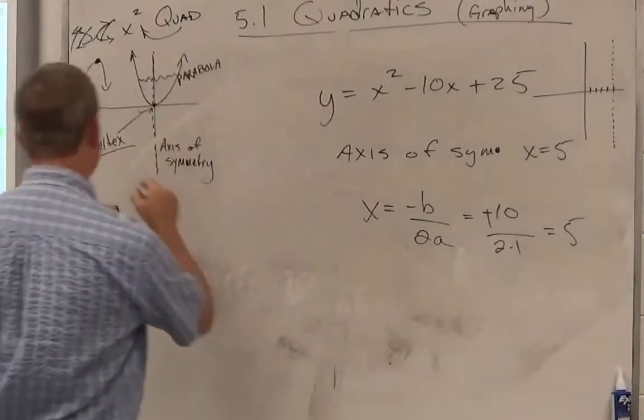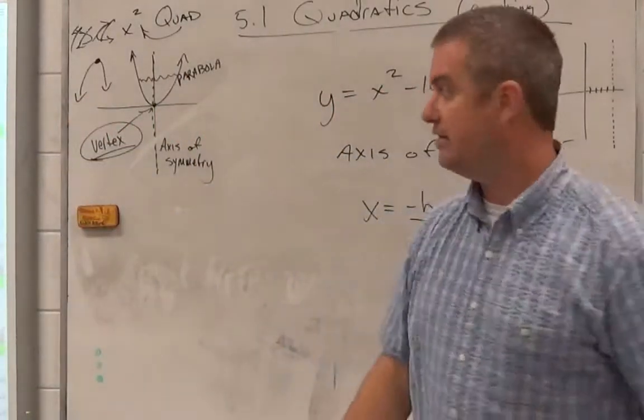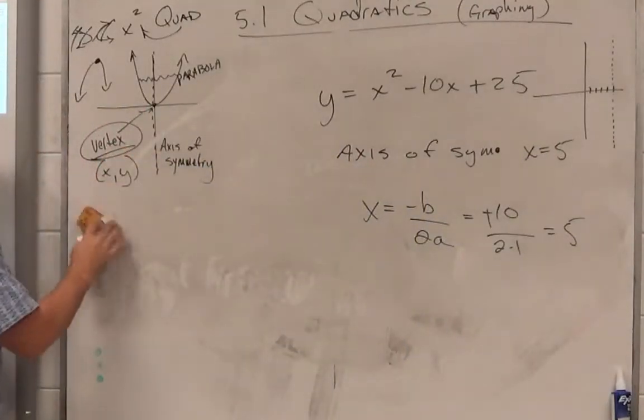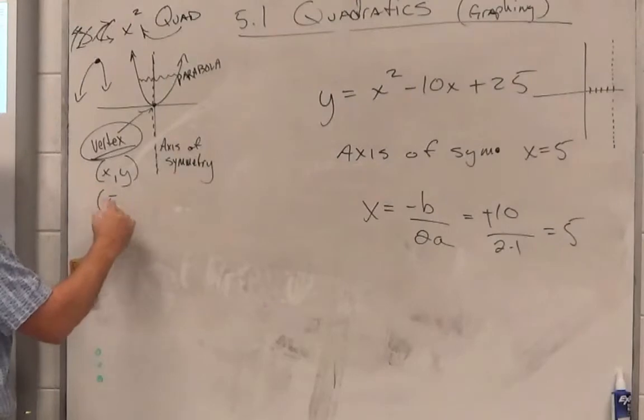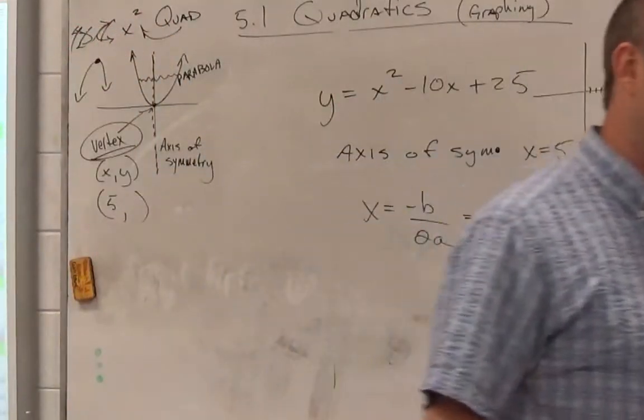How can we find the vertex? Without any help from me, how do you think? The vertex is an x and a y. We need an x and a y. Well, we already know that x equals 5. We just found that x equals 5. How can we find the y of our vertex?